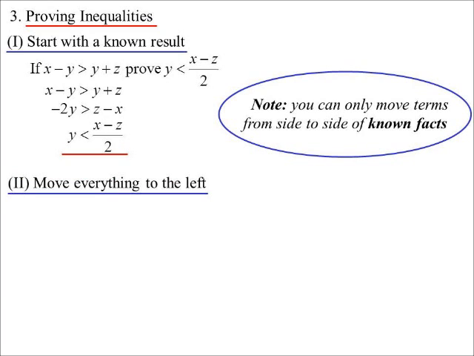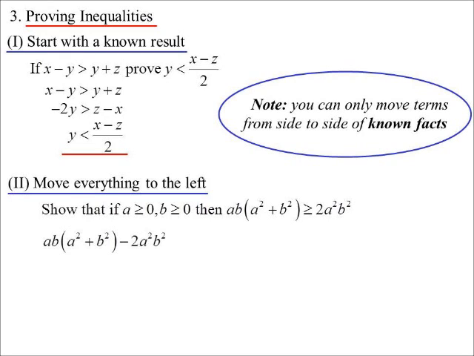Move everything to the left. That's what I was talking about with left-hand side minus right-hand side. So, okay, we're told a is always positive, b is always positive. We want to prove ab(a squared plus b squared) is always greater than or equal to 2a squared b squared. Okay, looks a bit tricky. Instead of proving that, I'm going to just move everything to the left and start with this algebraic statement, and prove this is always positive. Because if I can show this is always greater than or equal to 0, that becomes a known fact, and I can move the term over and get what we want.